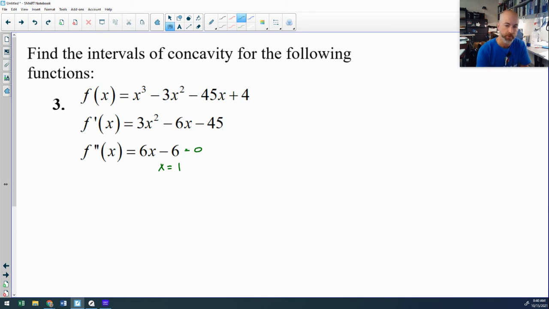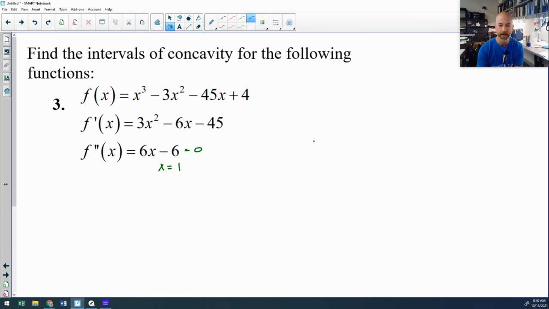Critical numbers are when the derivative equals 0. Hypercritical numbers are when the second derivative equals 0 or is undefined, as long as those numbers are in the domain of the function. And the intervals of concavity is really the exact same process as the intervals of increase and decrease. You're just using your second derivative now instead of your first derivative.